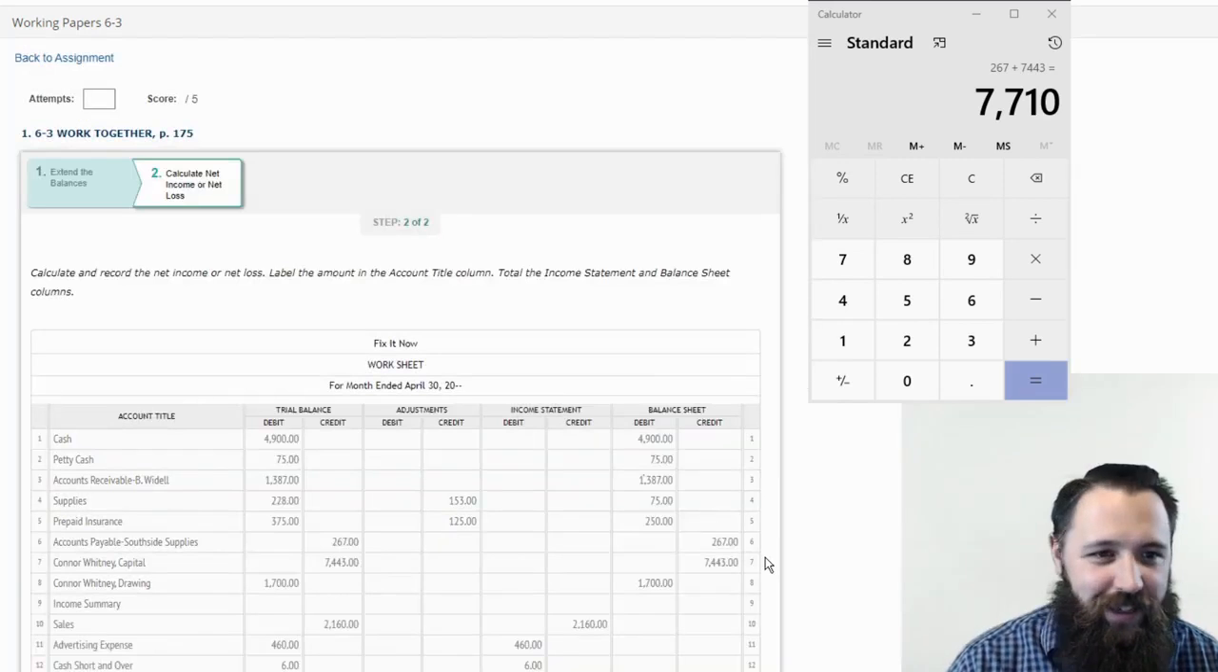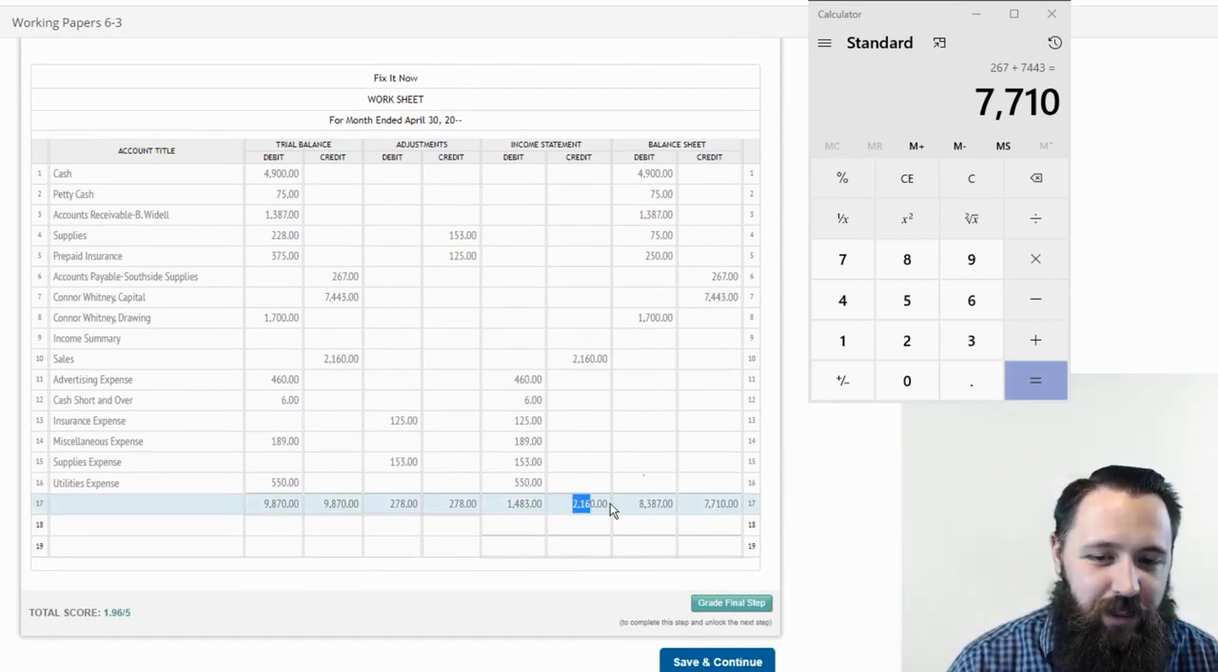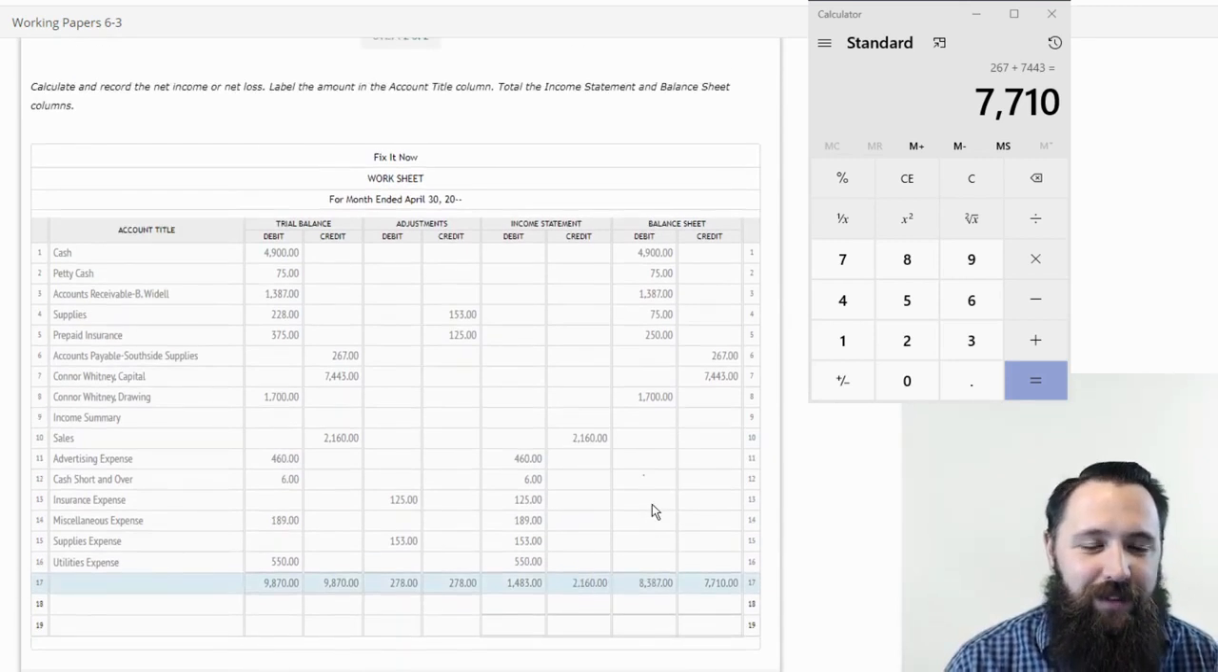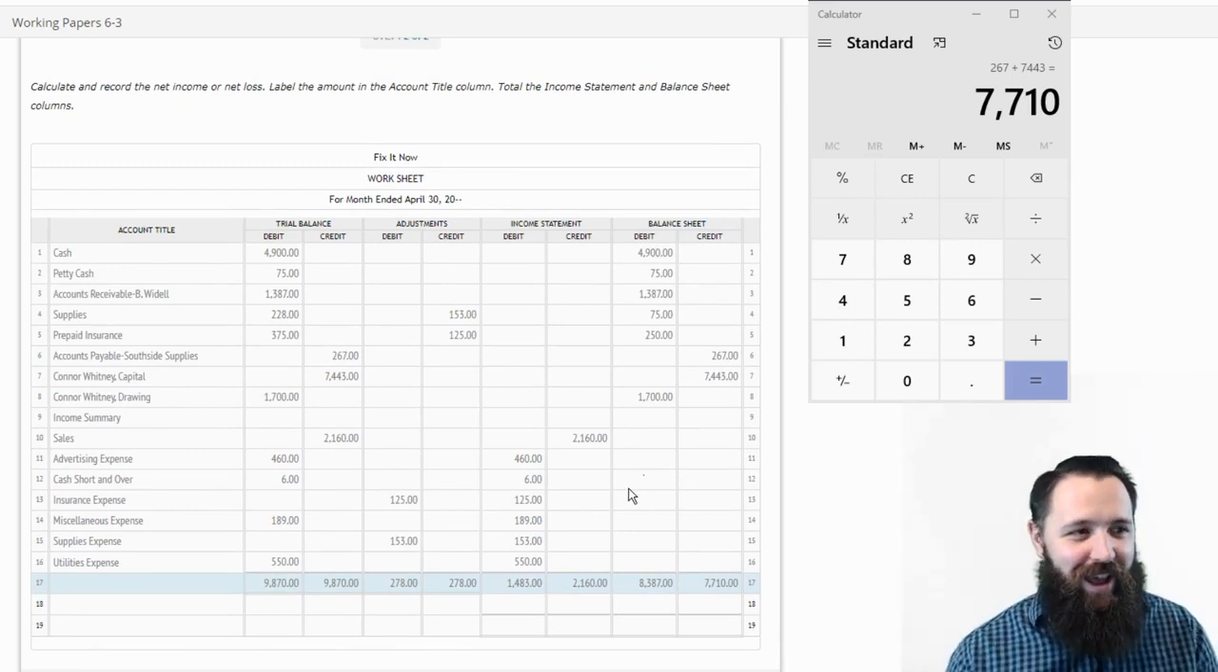So let's go on to the next step. Let's calculate out our net income or net loss. If you look here, our updated number is correct. We're not missing that, or they took away the $2 that I added in.